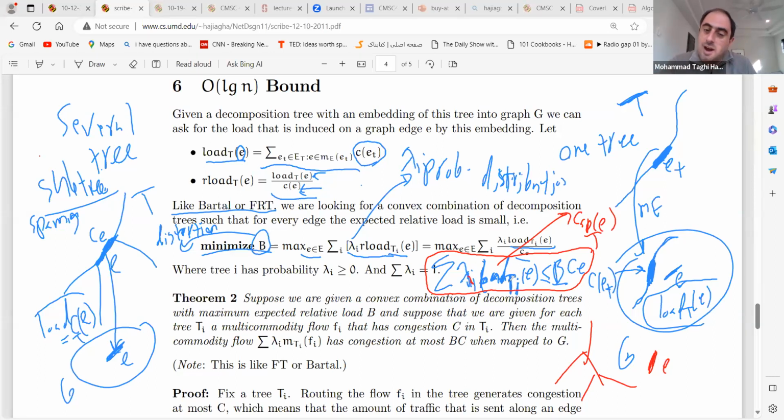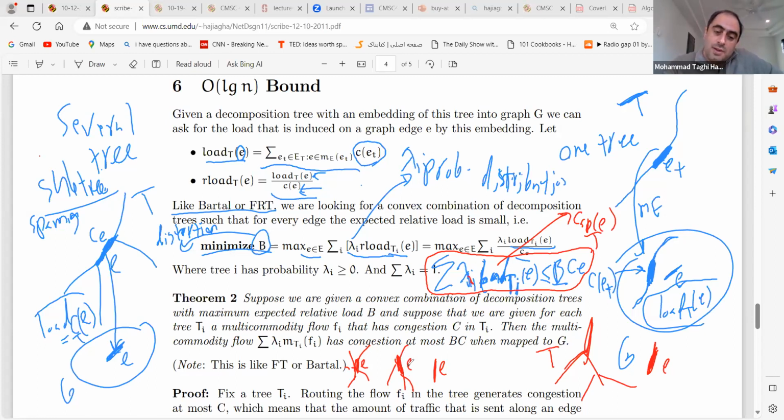So the load of this guy would be zero if this edge E does not belong to this tree T. And that is the interesting thing here. For each edge, you will consider it on these different trees. Because these are spanning trees, if this edge exists in some of these trees, consider the capacities of those edges that you put there.